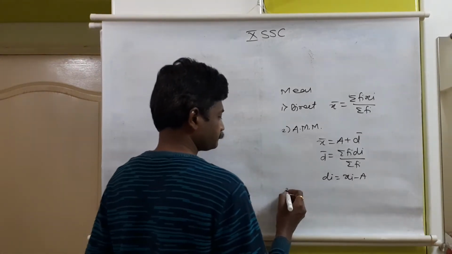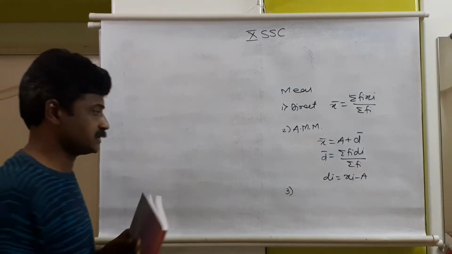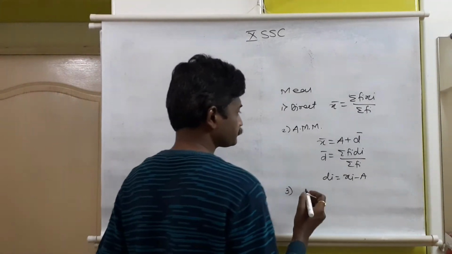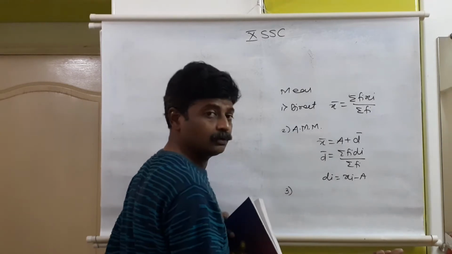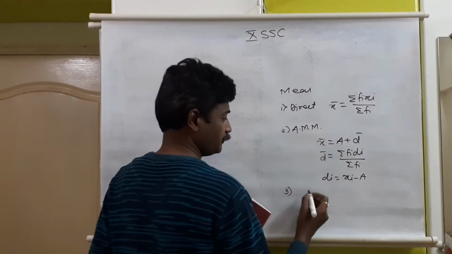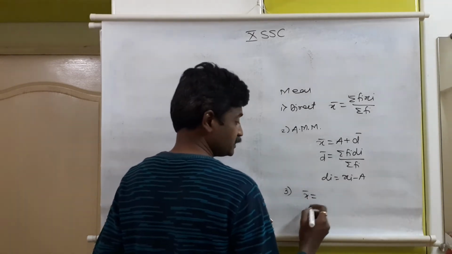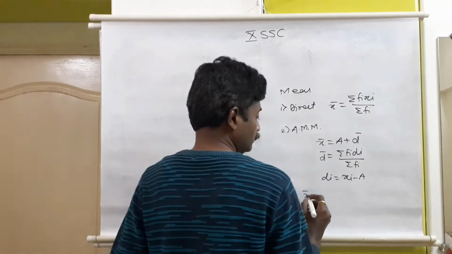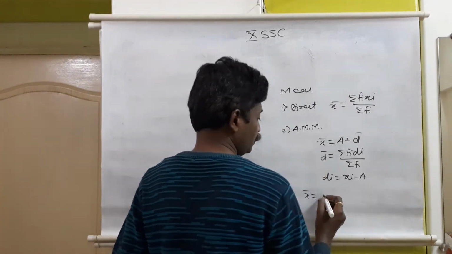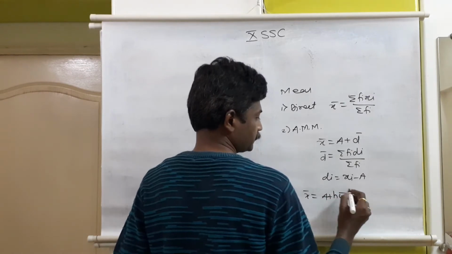Third is the step deviation method, after the direct method and assume mean method. In that, with the help of the assume mean only, we are going to find the mean. It means that after this, it is the next step. So for step deviation, x bar, the mean, is equal to a plus h u bar.